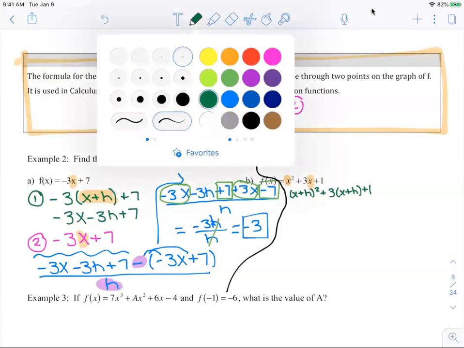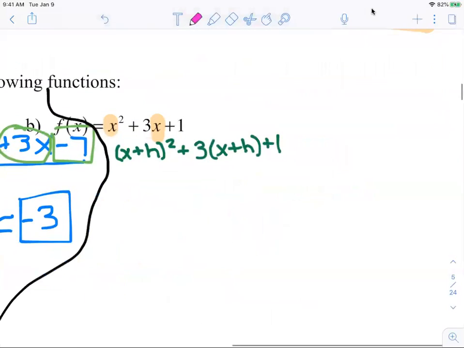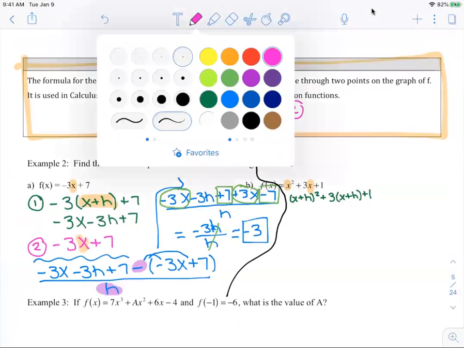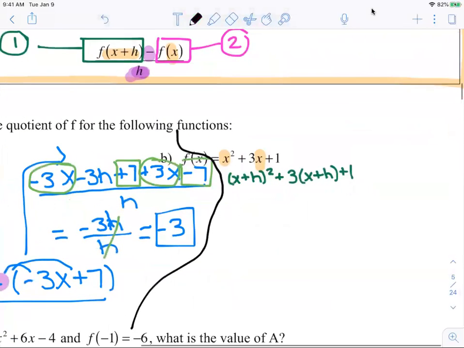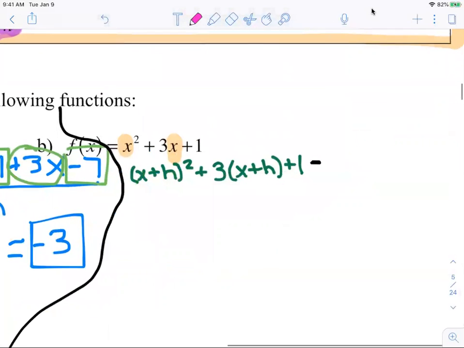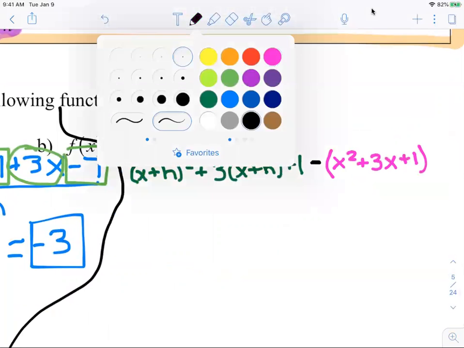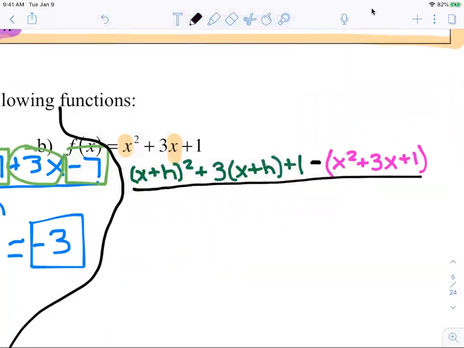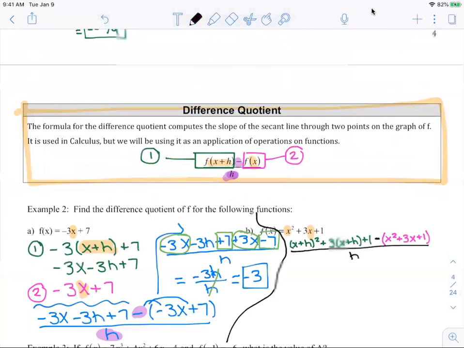Step 2, which I do in pink, I'm going to subtract, because it says subtract, minus. Step 2 is to plug in x. Well, if you're plugging in x for x, it doesn't change. I've got to use parentheses. x squared plus 3x plus 1. And then everything is being divided by h. So I did it all in one step, my plug in. In the last example, I wrote it down as 2 separate steps right here. I just did it all in one step this time.